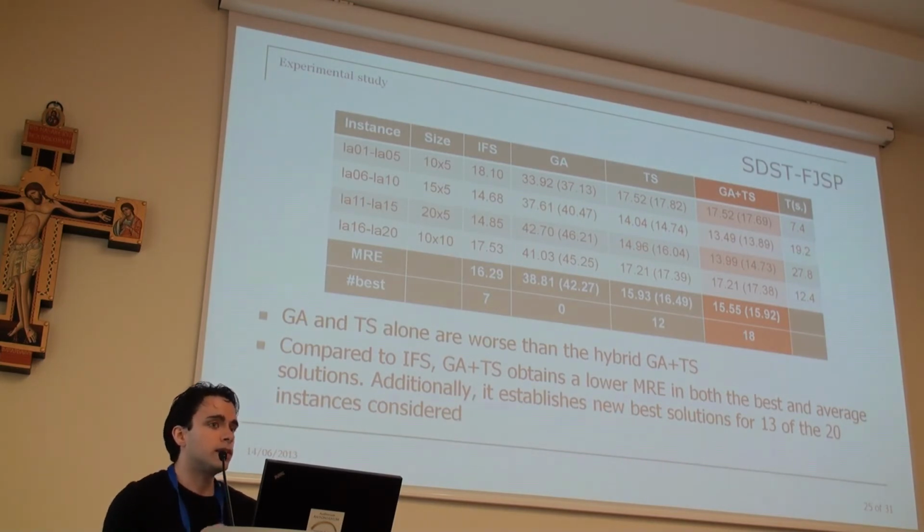First of all, we can see that the hybrid algorithm is much better than both the genetic algorithm and the tabu search alone. So we can see that the synergy between the metaheuristics is good. The mean relative error is the lowest, and the number of best solutions found is the highest one. It's 18 instances of the 20 total instances. Also, compared to the method of Angelo Oddi, it's better, with a lower mean relative error and a higher number of best solutions.